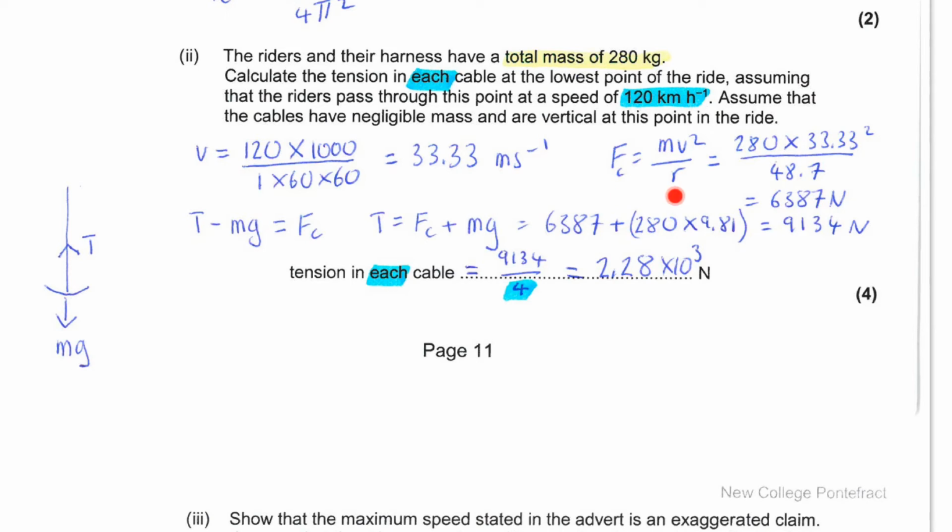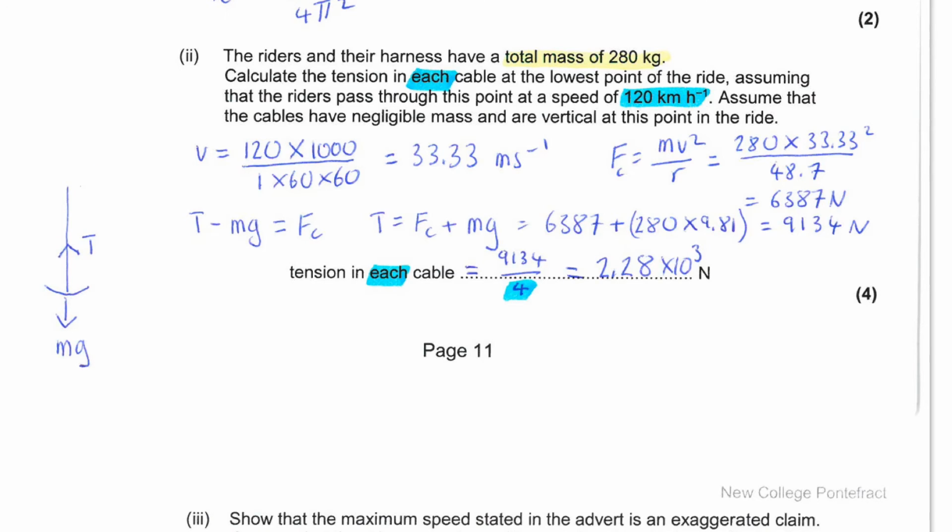So simply F equals mv squared divided by r, substituting in the given mass, my calculated speed, and the radius from the previous part of the question. This gives me a value for the centripetal force. I now need to consider the overall situation a little bit more closely.